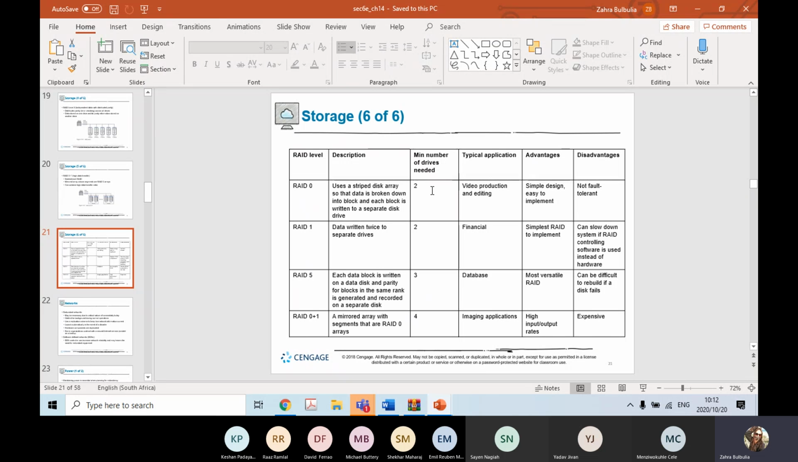Minimum number of drives needed, 2, and your typical application is video production and editing. Advantages: simple to design, easy to implement. Disadvantages: it's not fault tolerant, which is what we want.